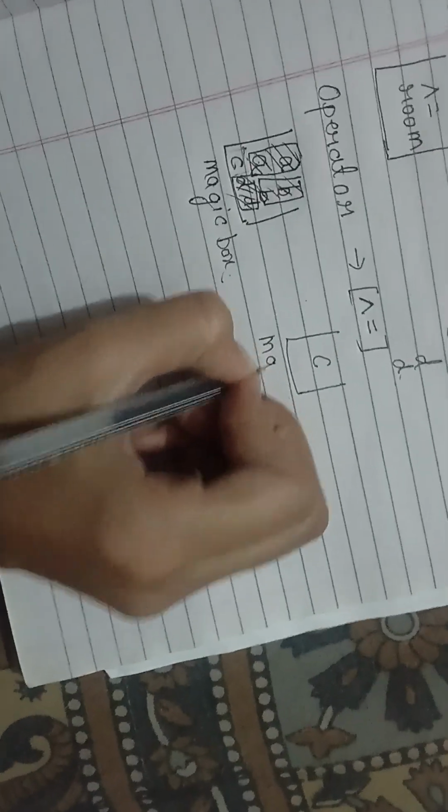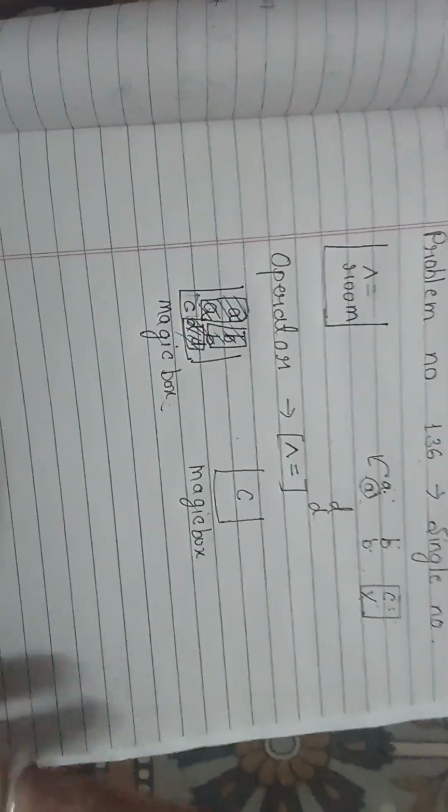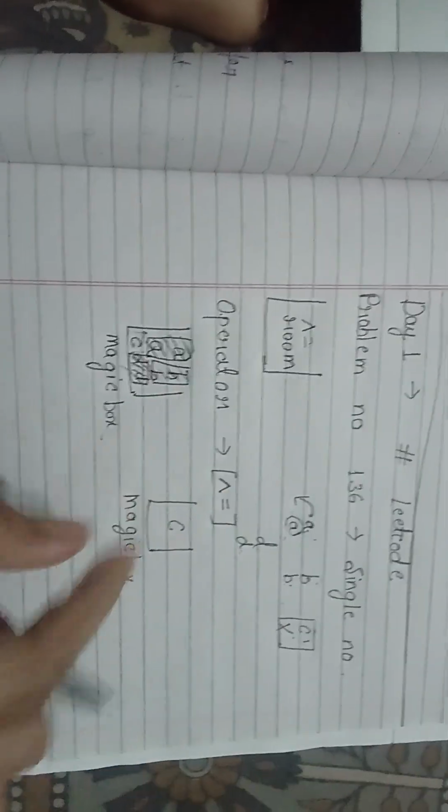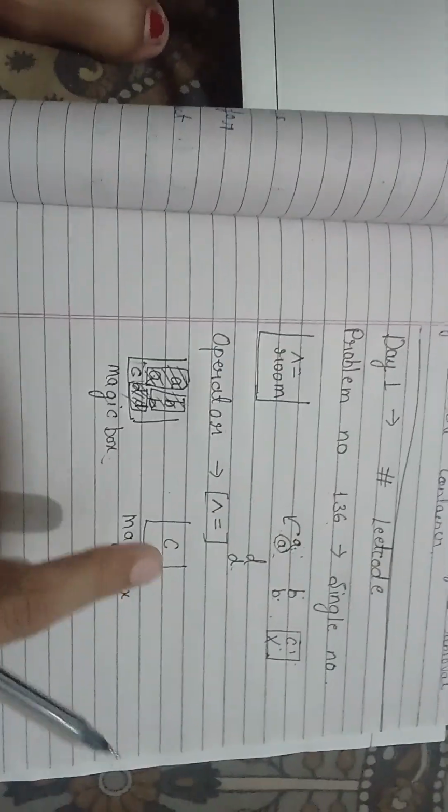So we can say that she has no twin brother or sister, meaning she is alone in that row, she has no other twin. So we can easily find the solution of this problem, finding a single number, that one is C.